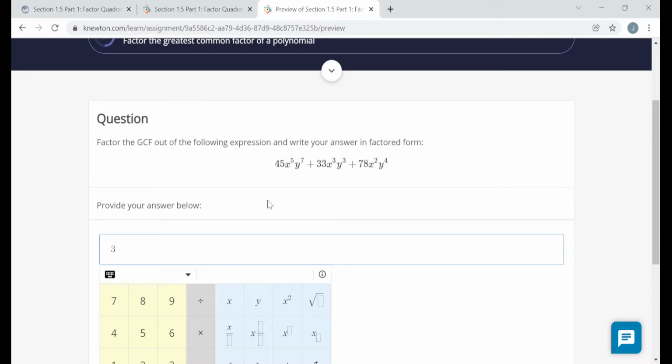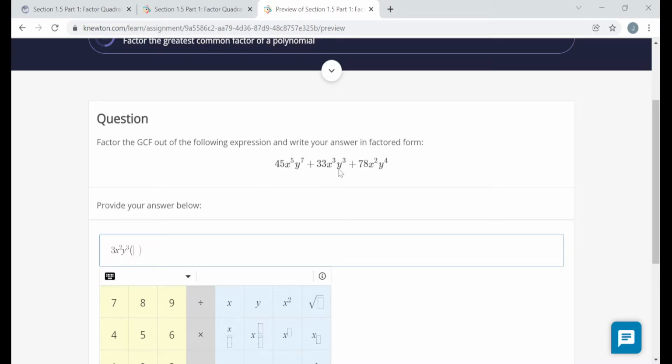So 3 comes out, and then they all have x to some power, but the smallest of those is x squared. So 3x squared. And then they all have some power of y in common, but the lowest is y to the third, right? So the GCF, the greatest common factor, is 3x squared y to the third.